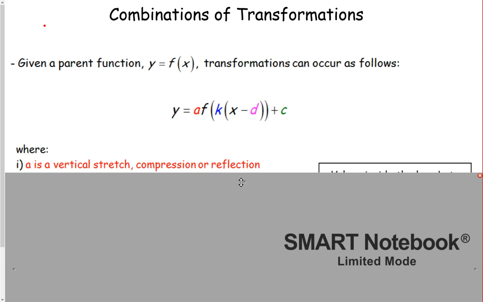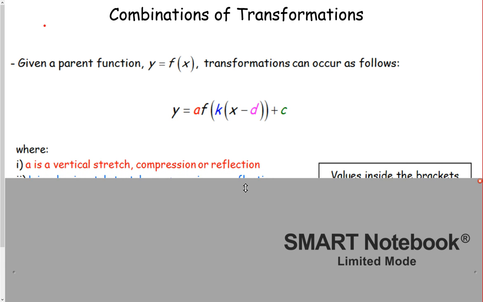Okay? So here are our first points. Number one, A is a vertical stretch, compression, or reflection. So that doesn't change from what we did with the quadratics. That's still the same. It's a vertical stretch, compression, or reflection. If A is 2, we're stretching our y values by 2. If A is negative, we're reflecting in the x-axis. And if A is a fraction, we're multiplying our y values by that fraction, and they're getting smaller.